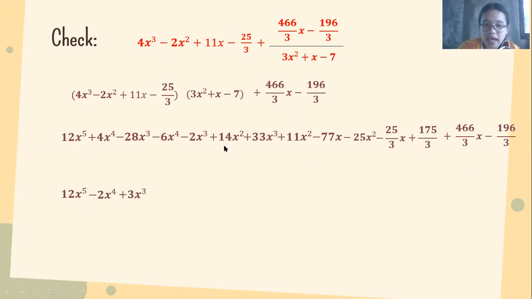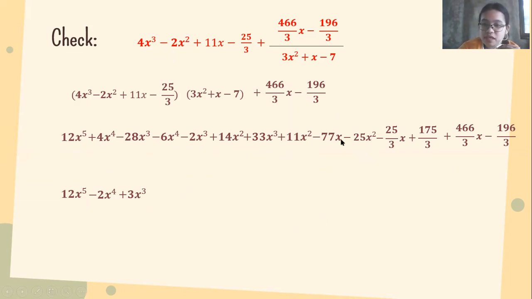Next, 14x squared plus 11x squared. We have 25x squared. 25x squared minus 25x squared is equal to 0. So we will no longer write it. It could also be 0x squared here.